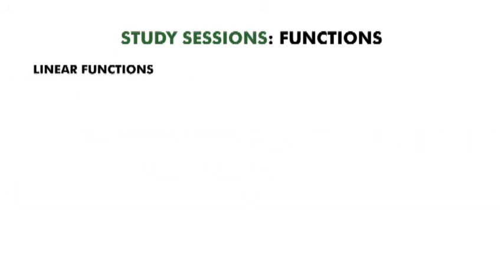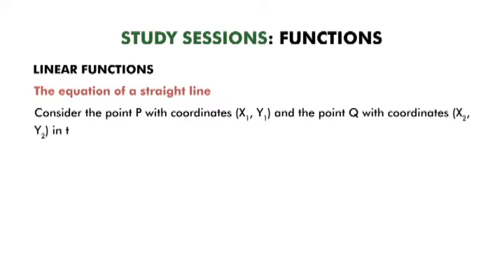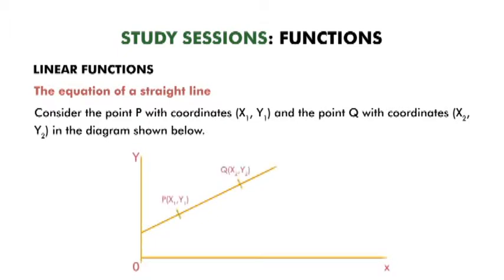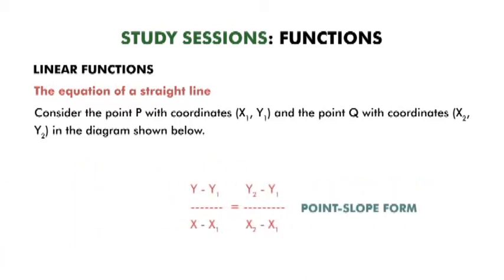Linear functions. The equation of a straight line. Consider the point P with coordinates x1, y1, and the point Q with coordinates x2, y2 in the diagram shown below. The straight line passing through these 2 points has an equation given by (y minus y1) over (x minus x1) equals (y2 minus y1) over (x2 minus x1). This equation is given in a point-slope form.